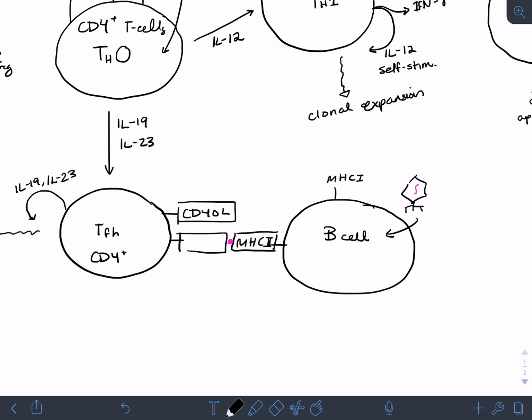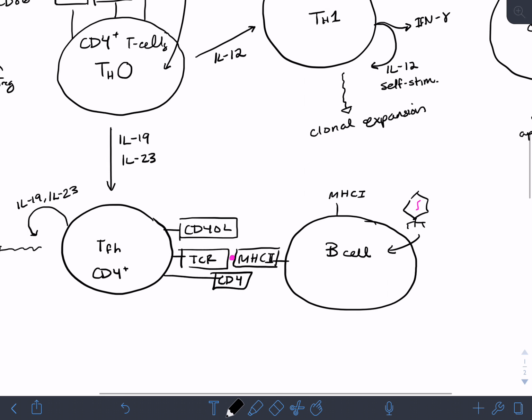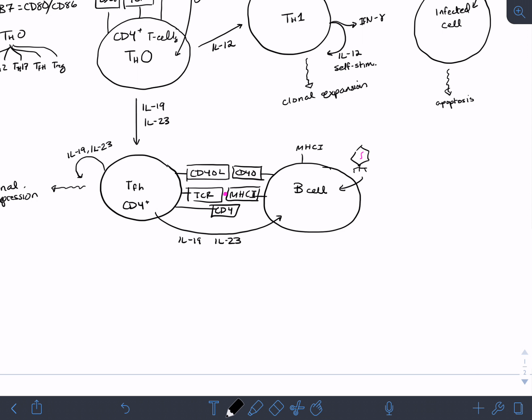The T cell receptor of the T follicular helper cell is going to bind to that, mediated by the CD4. And then the CD40 ligand is going to find the CD40 on the B cell. And when you have all of this, you're going to send some cytokines from the T cell to the B cell. These are the same exact cytokines, IL-19 and IL-23. And now your B cell can go in one of two directions. You're going to have memory B cells.